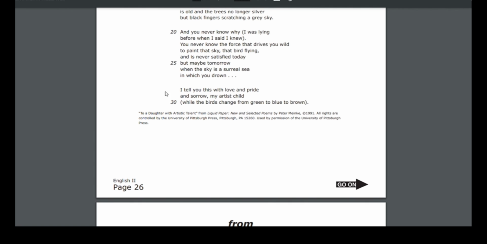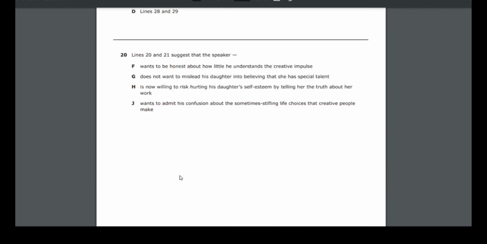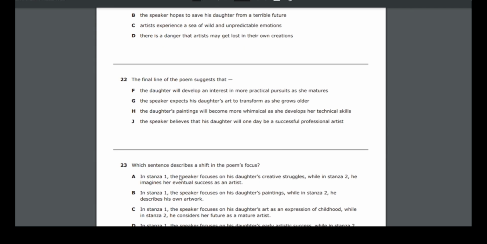So if we stop and ask the kids, what do they mean from green to blue to brown? And let's focus on this word child. How do children paint the world? They use whatever colors they want to. And so it goes from being childlike to being a little bit more adult to being what reality has. So let's go back down and see which one of our answers has more about reality.